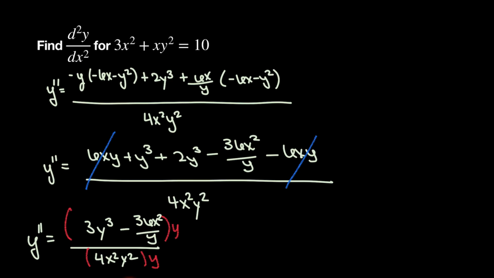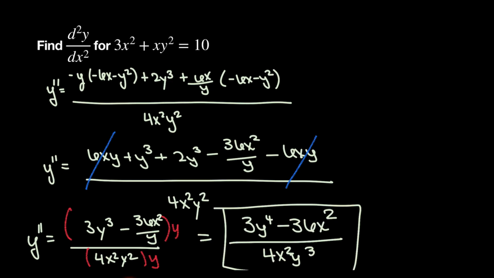So finally, this is no longer a complex fraction. I am going to multiply every single term, top and bottom, by that y. That's going to give me 3y to the fourth minus, and these y's cancel out, so I'm left with 36y squared. And then in the denominator, 4x squared y to the third. And that is my second derivative in its simplified form.